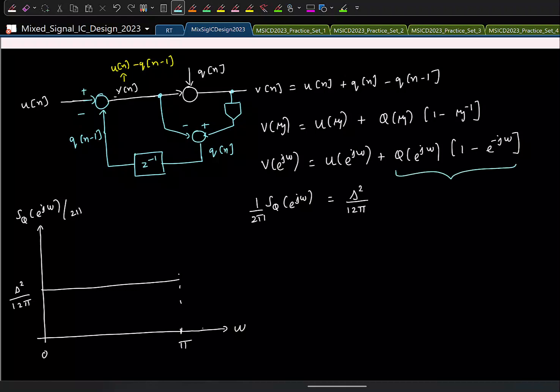So next let's look at this fellow. How will be the power spectral density of, let's say I call this Q F of e power j omega, the filtered version of the quantization noise? So if I look at the spectrum of this, what will this be in terms of the power spectral density of this?